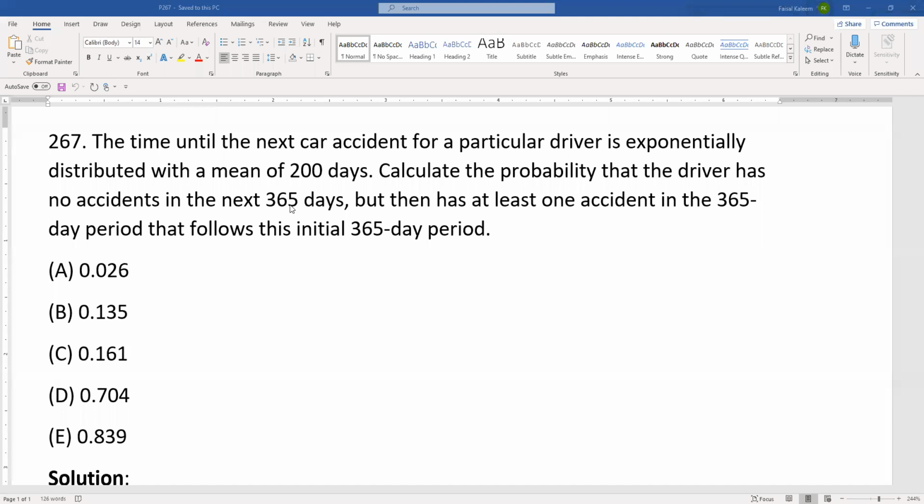So we are to find the probability that there are no accidents in the first 365 days, and at least one accident in the next 365 days. Now that's just another way of saying that the first accident takes place somewhere between 365 and 730 days, because 365 plus 365 is 730.